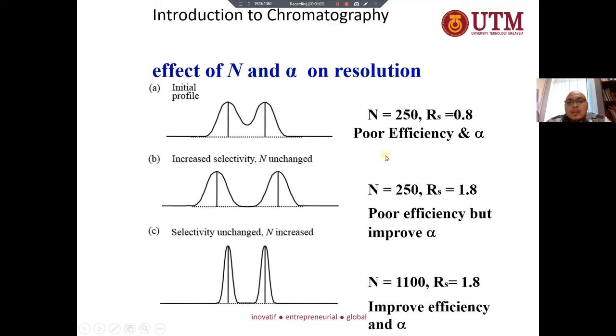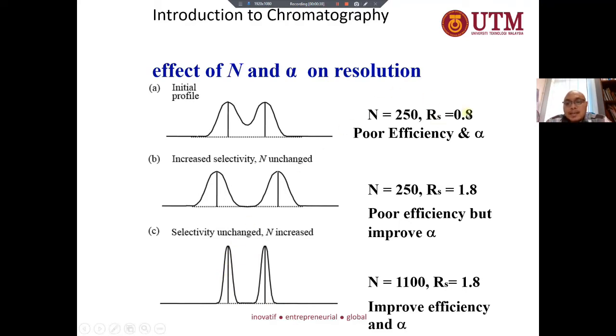The next one is the effect of efficiency and selectivity on the resolution. If you look over here, the N is 250. Over here, the N is 1100. So the efficiency of the column here is weaker compared to the C. That's why we see that the peak shape in the C chromatogram is much better. The peak is much sharper.